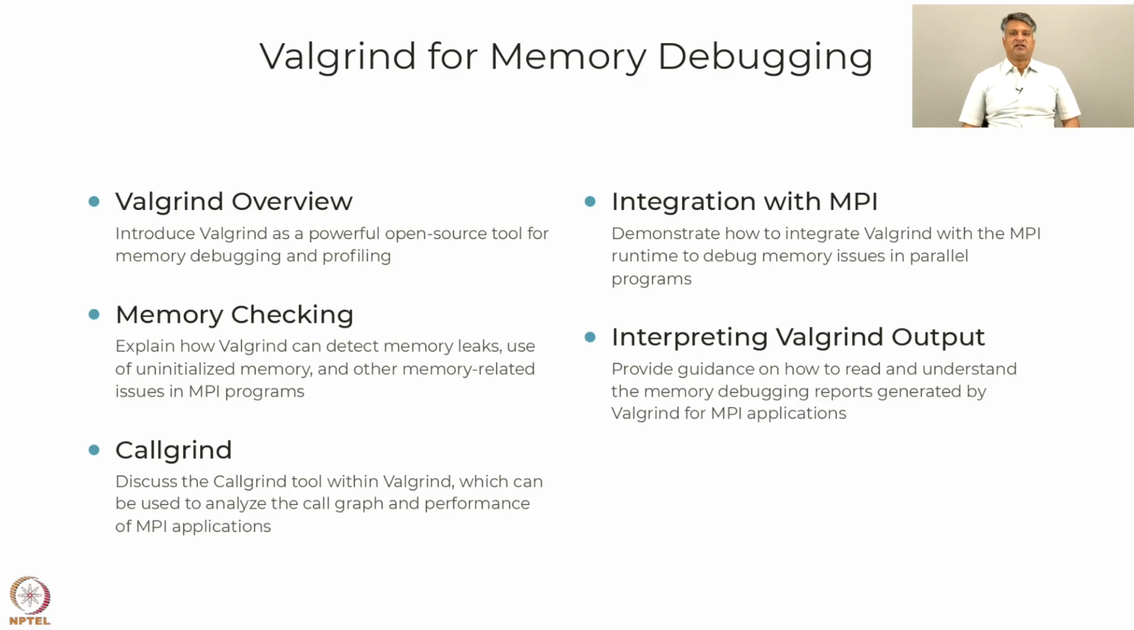We have already discussed Valgrind for memory debugging. We know that Valgrind will detect memory leaks, uninitialized memory, and other memory related issues in an MPI program. Very similar to how we used Callgrind, we can use Callgrind even with MPI applications to analyze the call graph and the performance of these applications. We can integrate Valgrind very well with MPI to debug memory issues in parallel programs. We can then read the output files generated by Valgrind for MPI applications very similarly to how we did it for the serial code.